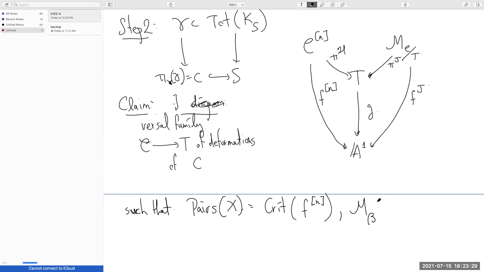And M_beta(X) is the critical locus of f_J. Maybe the precise statement is that the pair space, in a neighborhood of the fiber of this and the Chow variety. In other words, I can construct critical charts that are built out of the nice situation in step one.